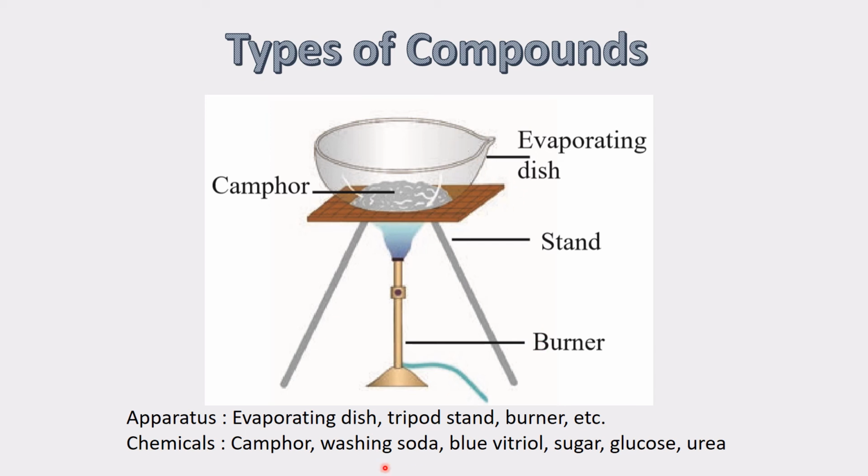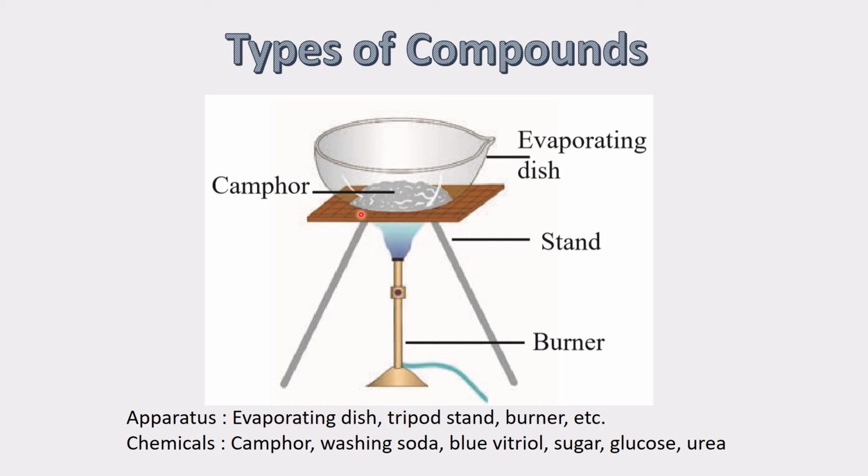For the experiment, what apparatus do we need? Evaporating dish, tripod stand, burner, etc. And chemicals: camphor, washing soda, blue vitriol, sugar, glucose, urea. Now we'll see the experiment. Keep the evaporating dish on the tripod stand, as shown in the figure. Heat the camphor in the dish strongly with the help of a burner.